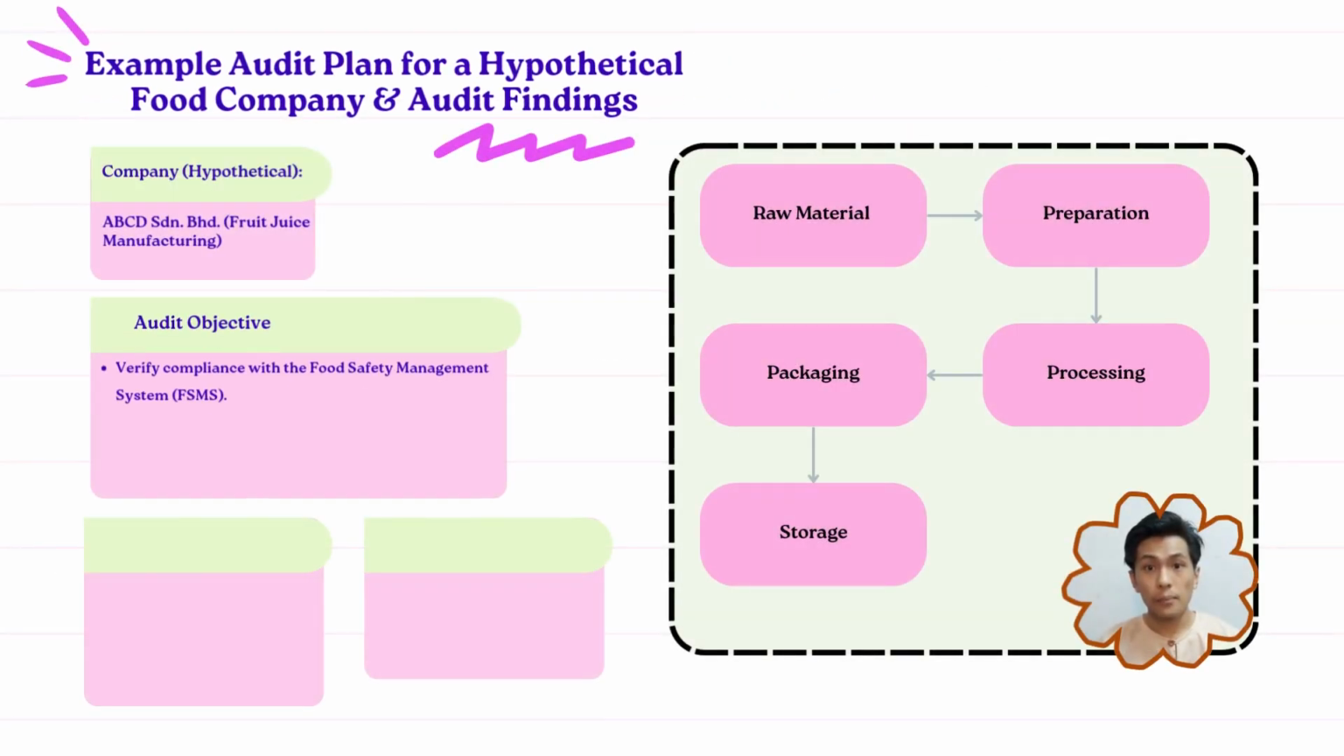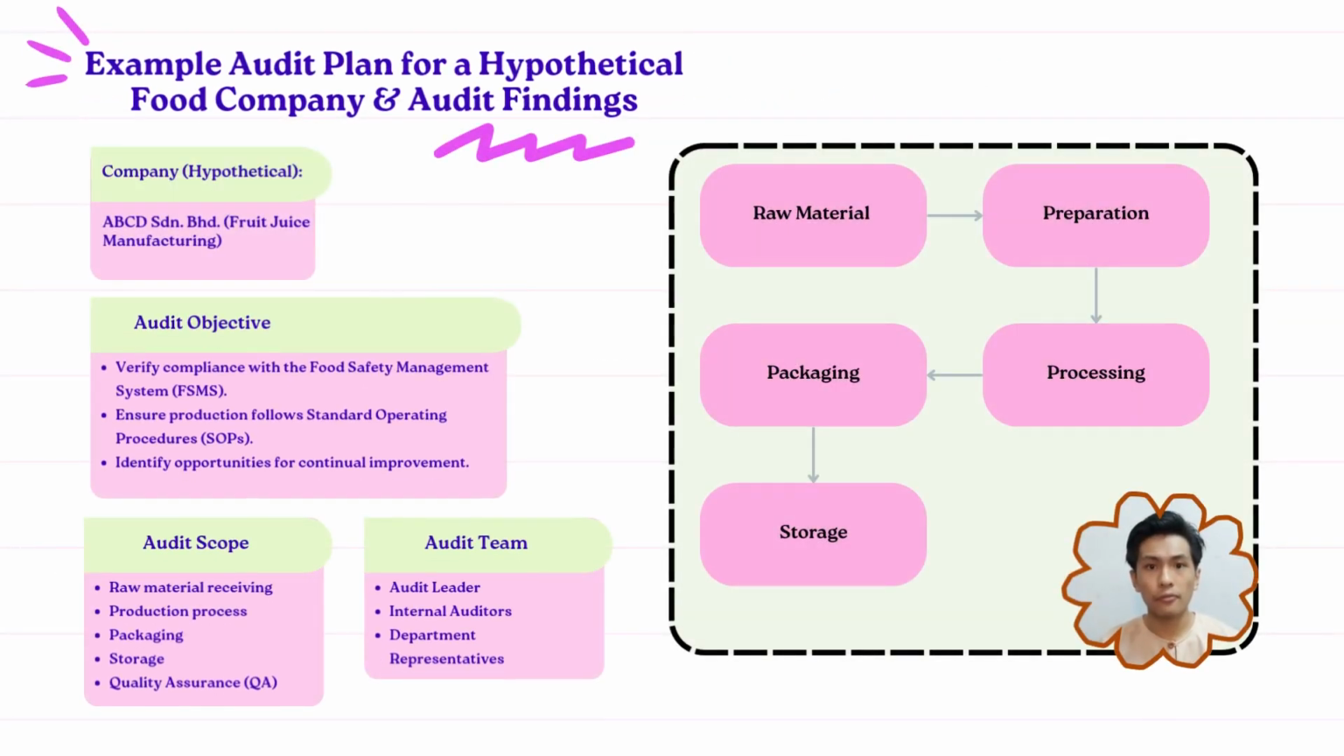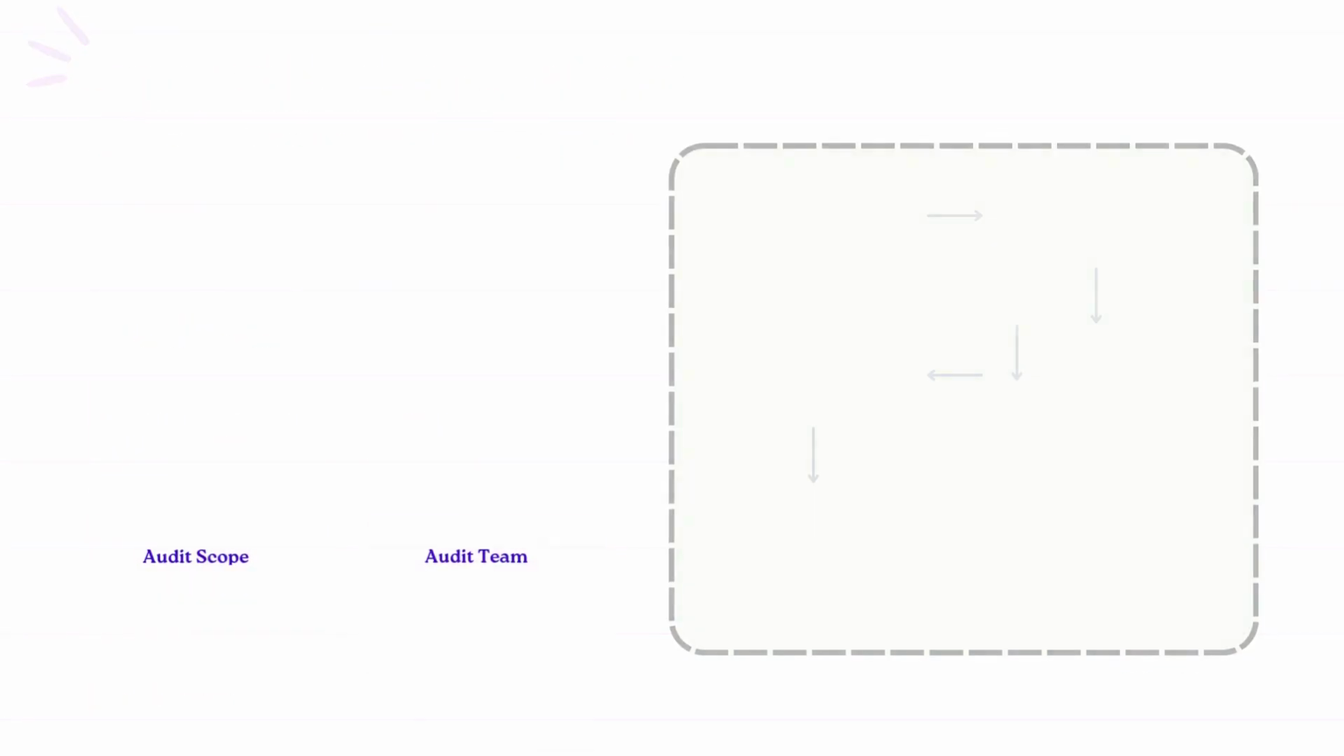This slide shows an example of how an audit plan can be applied in a food manufacturing company. In this example, ABCD Sendirian Berhad produces bottled fruit juice. The objective of the audit is to verify compliance with the food safety management system, ensure all production activities follow standard operating procedures, and identify areas for continuous improvement. The audit covers all major departments, including raw material receiving, production, packaging, storage, and quality assurance. Each department is audited according to the plan, schedule, and assigned auditors.